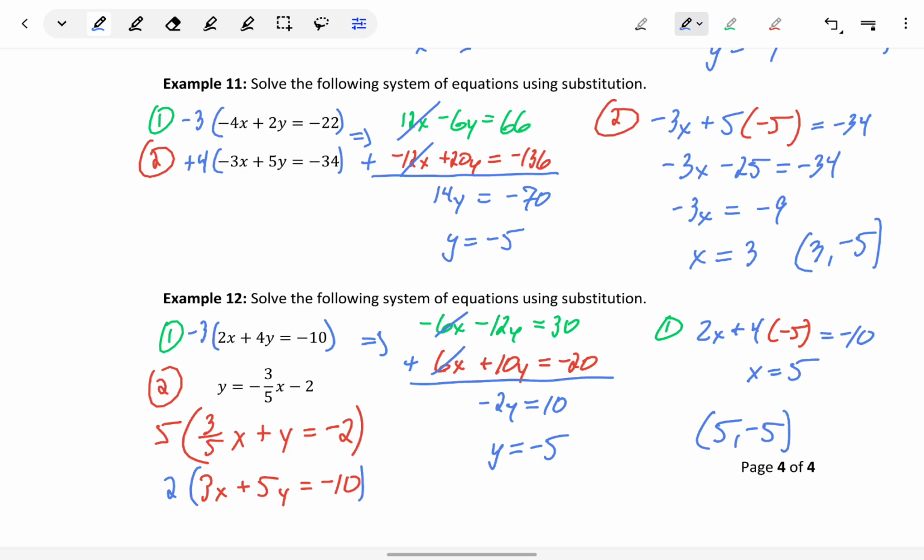Again, as you work through these, try both methods. If there's one that you prefer over the other, you can always just use one method. Sometimes it requires a little bit more work, like we had to do to equation 2 in this case, to rewrite this in standard form. But both methods will work to solve a system of equations.